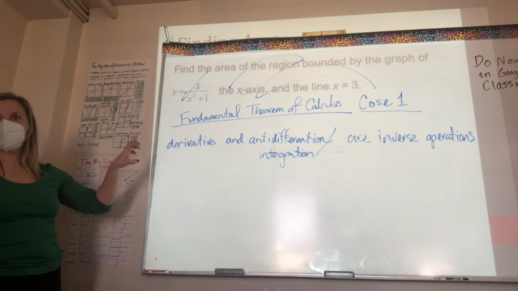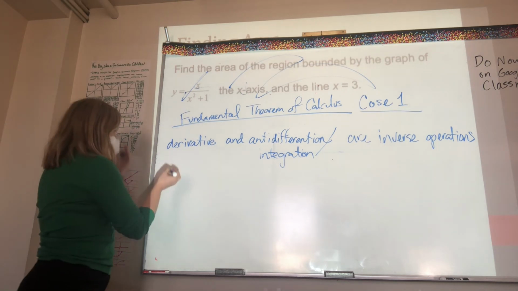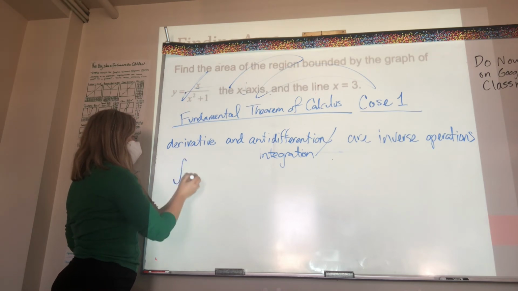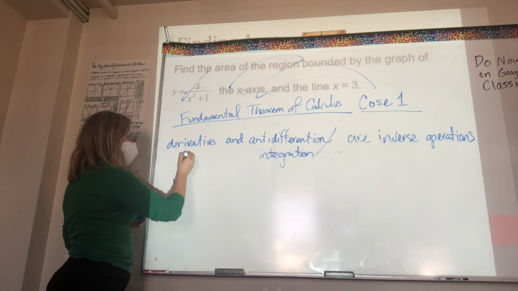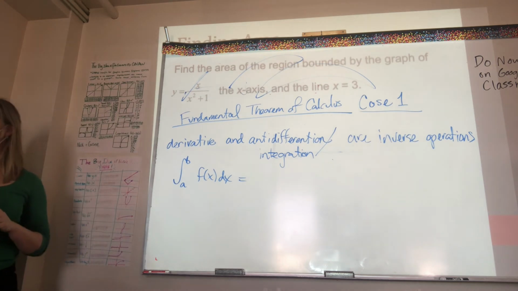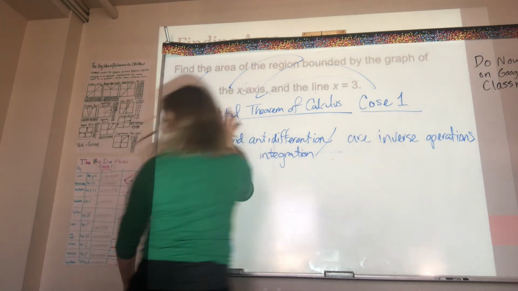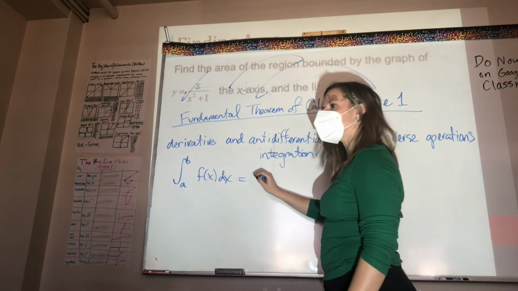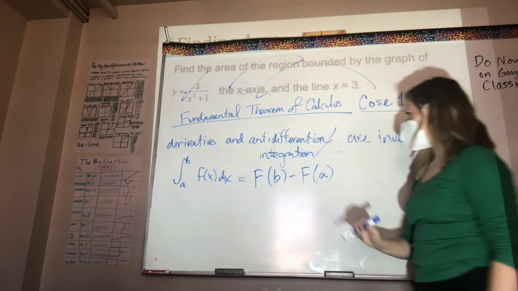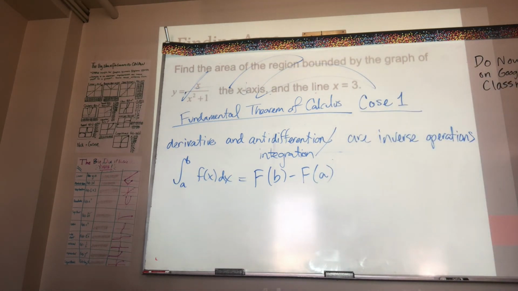Okay. So here it is. It's kind of like a formula. The integral from A to B of f of x dx equals, I'll talk about what the formula means in a second, but we'll just copy it down. You should definitely write this down though. Capital F of B minus capital F of A. That is the fundamental theorem of calculus, such a big deal. Obviously, we call it the FTC. So that's the FTC case one.